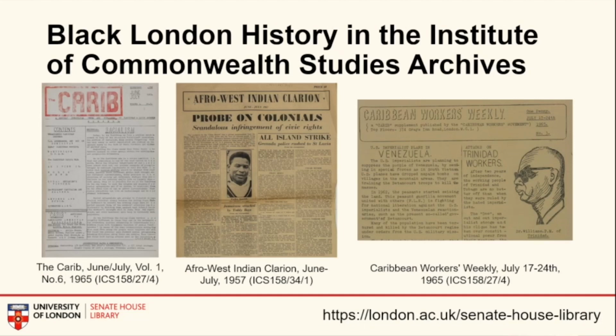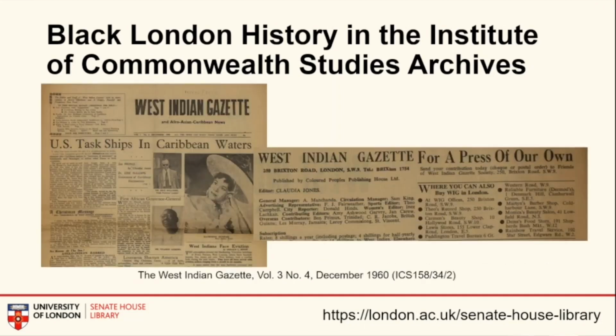Let's move on to the next slide to show you another example of a newspaper that you can find in the archive. So this here is the West Indian Gazette from December 1960. The West Indian Gazette was founded in 1958 by an acquaintance of Strachan, Claudia Jones, who I mentioned previously. She was a Trinidadian-born communist, a political activist, feminist, and Black nationalist, and she arrived in Britain in 1955. She edited the West Indian Gazette from a London address in Brixton, 250 Brixton Road.